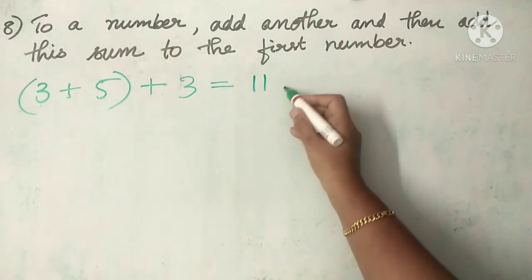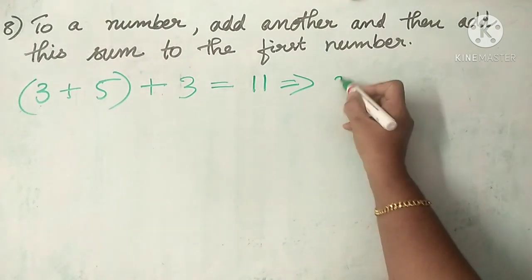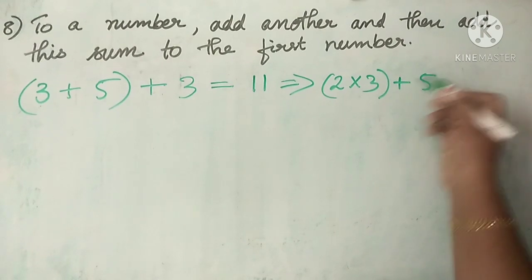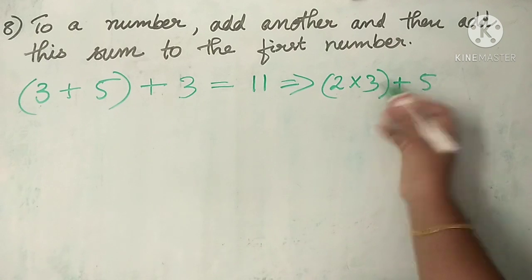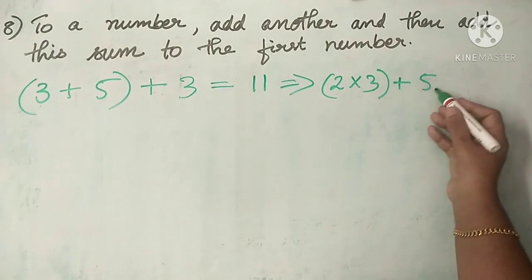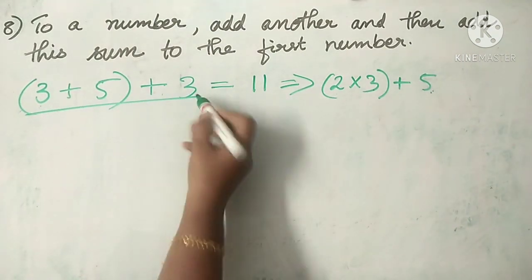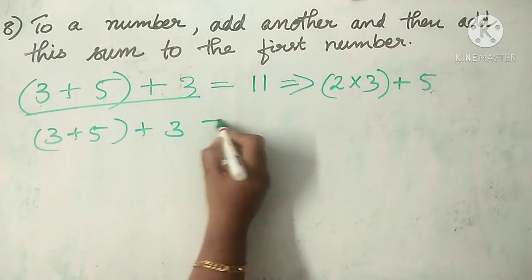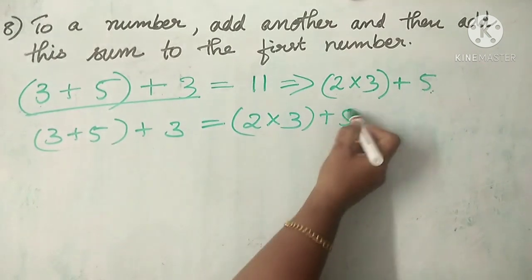Now we have to relate this 11 to 3 and 5, the first number 3 and the second number 5. How can we relate? 2 into 3 is 6, plus 5. 2 into the first number 3 gives 6. 6 plus the second number 5 gives 11. So we can write 3 plus 5 plus 3 as 2 into 3 plus 5.